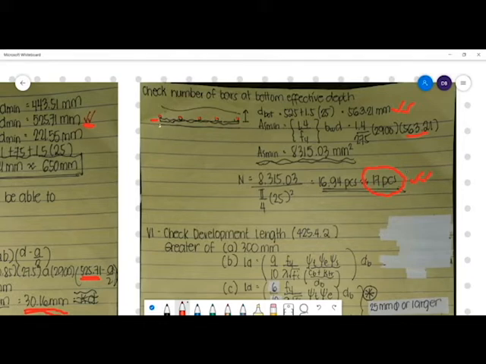Okay? What should be the length? So we all know na if we have the full dimension of the footing, we just reduce the concrete cover, which is 75 millimeter. So, ang magiging length niya, 2,900 minus 75 minus 75. So, just reduce 150 millimeter. That would be the length of your reinforcement on both sides. Okay.